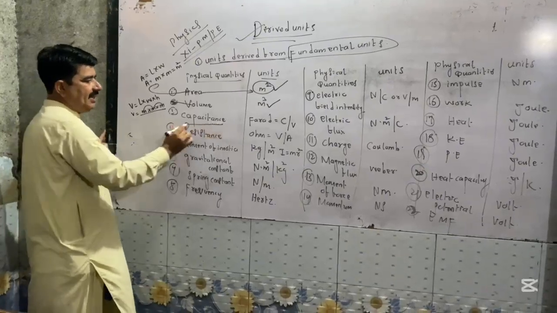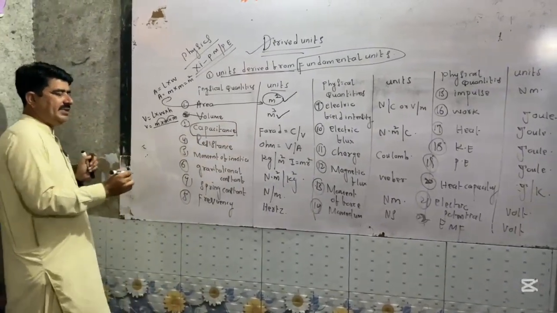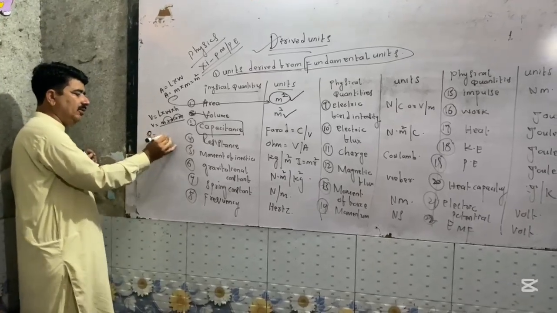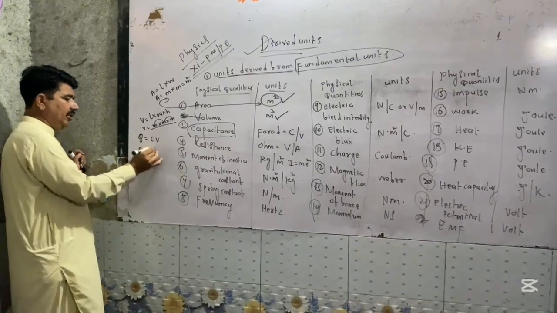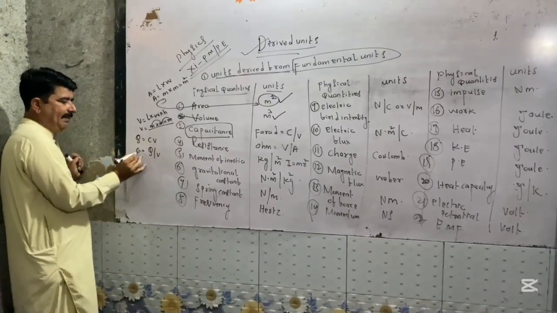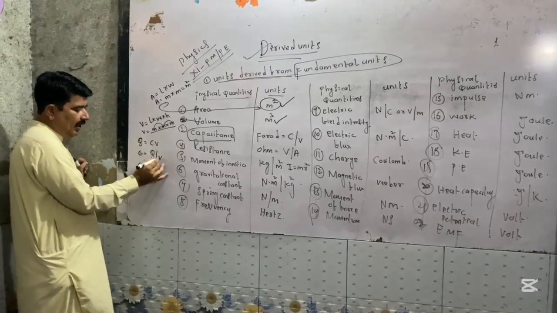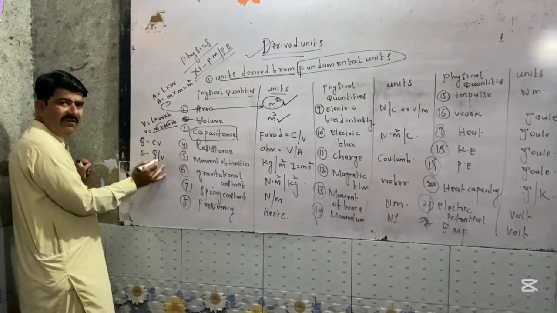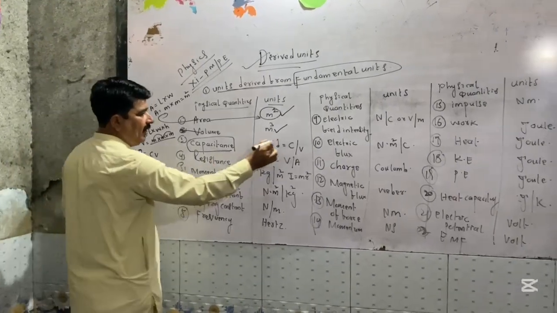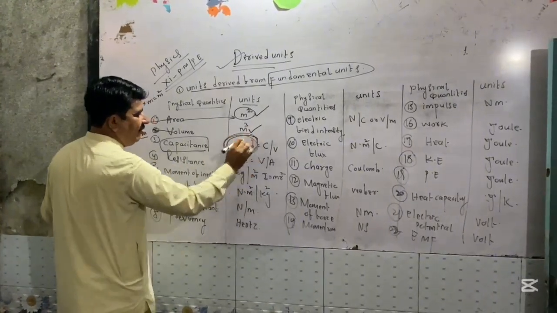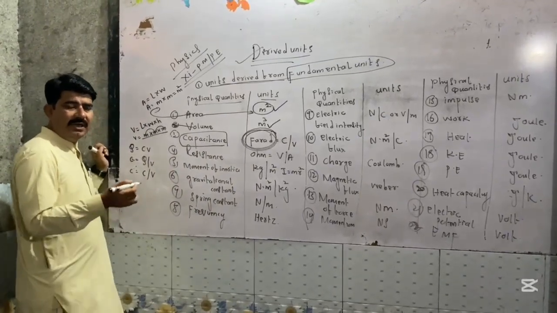Next one is capacitance. The unit of capacitance is farad. How do you get it? You have a formula, Q is equal to CV. This comes from the capacitor formula, C is equal to Q divided by V. C is capacitance, Q is charge. The unit of charge is coulomb. V is potential difference, and the unit of potential difference is volt. Coulomb per volt is equal to farad. The farad comes from Faraday, Michael Faraday, who belonged to the UK.